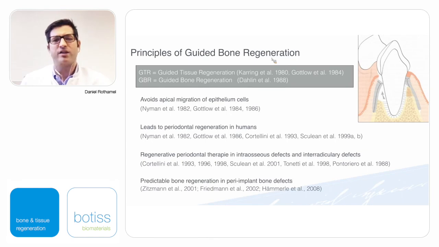It's not the same as GTR. In GTR, we want to see different kinds of tissues at the end. It's more the idea that we are using this barrier technique in a closed application, in contrast to GTR, where we always have an open system, and the desired tissue is natural and vital bone matrix.